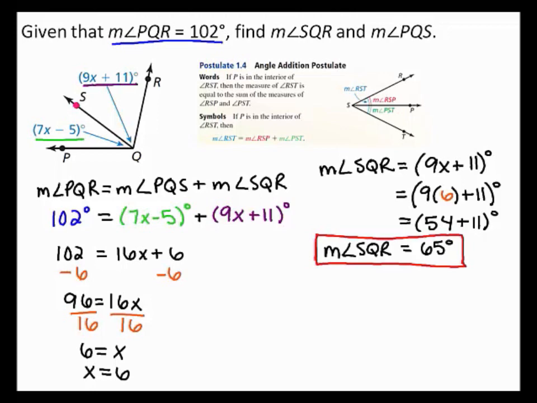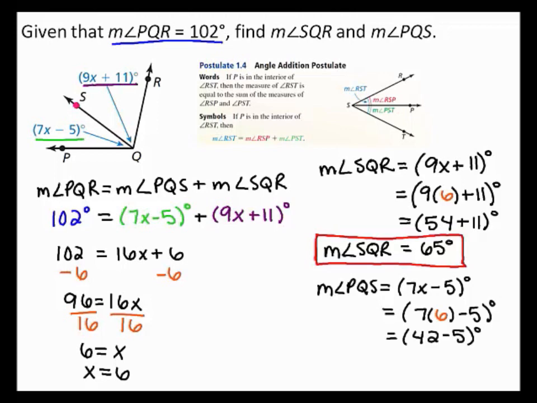Next, from the given diagram, the measure of angle PQS is 7x minus 5 degrees. You can substitute 6 in for x. When you simplify, 7 times 6 gives you 42, and 42 minus 5 gives you 37. Therefore, the measure of angle PQS is 37 degrees.